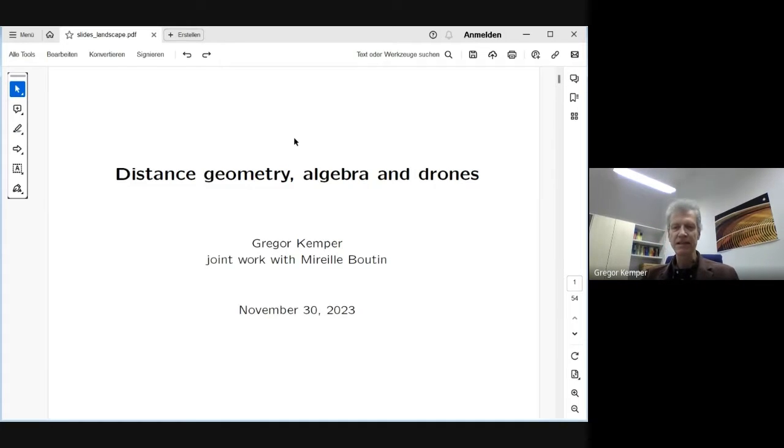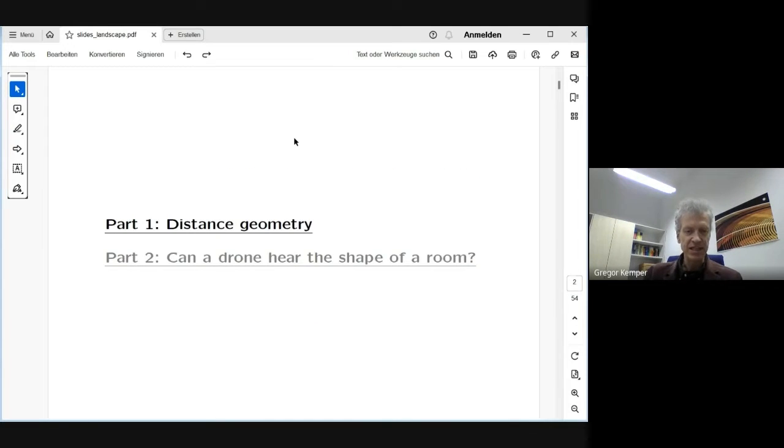So this will be a little bit of invariant theory and some combinatorics and lots of applications. Let's see, and it's all about joint work with Mireille Boutin, and some of it is quite old, and other parts of the talk, the second part of the talk, in fact, will be quite recent and ongoing work. Okay, let's get started.